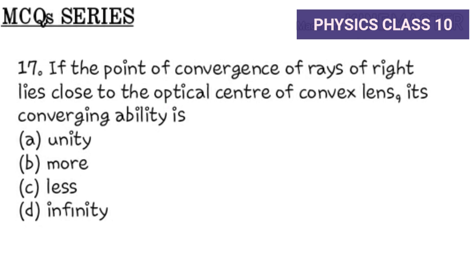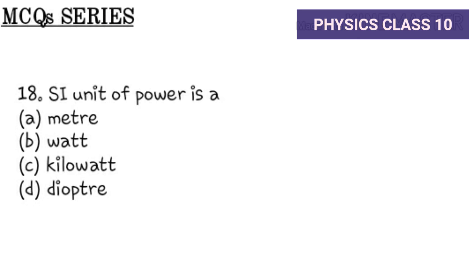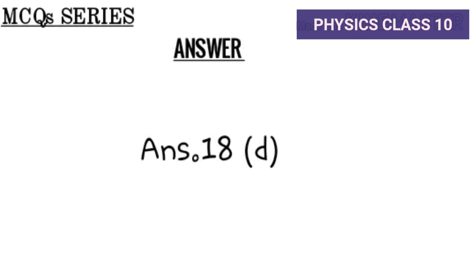If the point of convergence of rays of light lies close to the optical center of a convex lens, its converging ability is unity, more, less, or infinity. Option B is correct. Now the last question, question 18. The SI unit of power is meter, watt, kilowatt, or diopter. You must know the answer, and option D is correct, diopter.